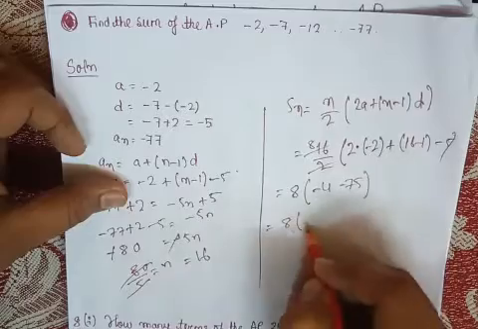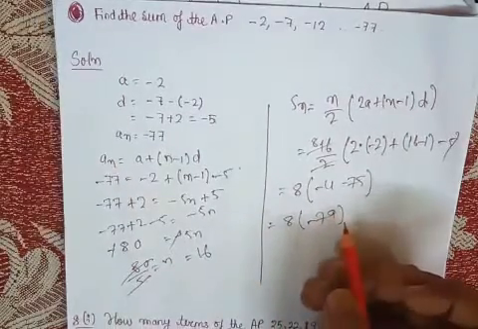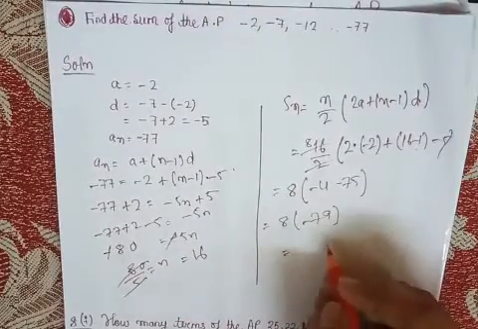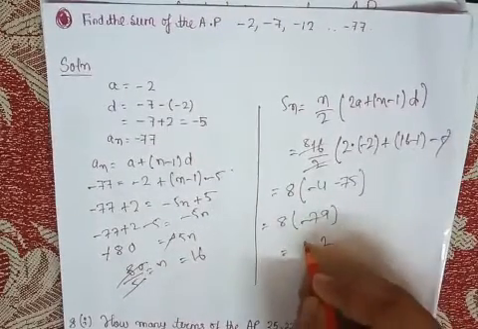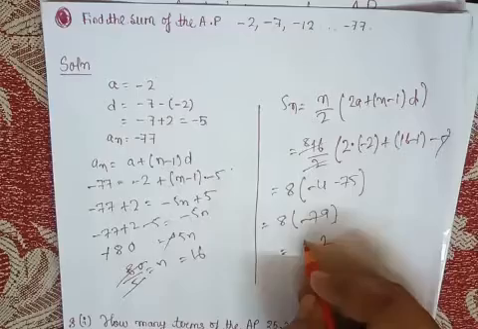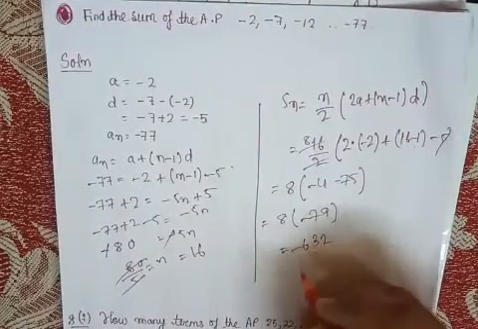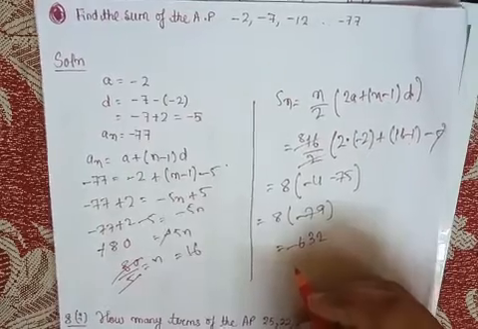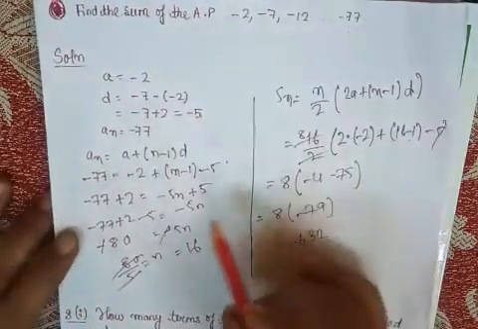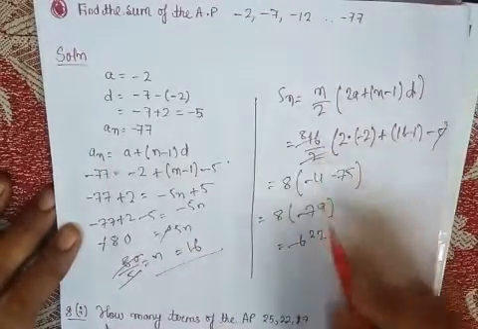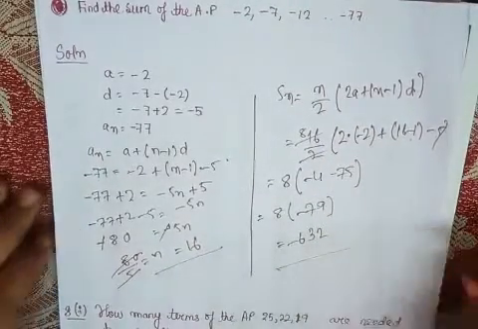You get 8 into -79, which comes to -632. So first we took out the n, and then from that n we took out the sum of the series as -632.